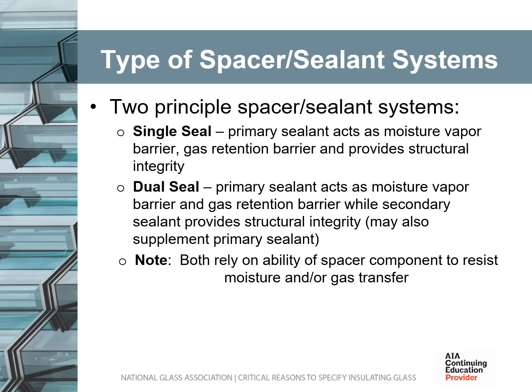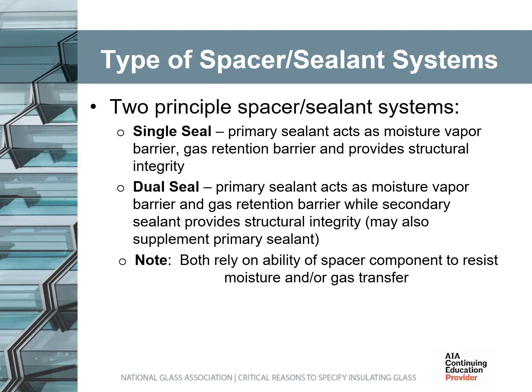The two basic spacer sealant systems are single and dual sealed units. Typically, single seal units are not very large, and because they don't require high structural strength, will only use one sealant in their IG. It's important in these units that the sealant used needs to have low gas and moisture transmission rates, but still enough structural integrity to keep the IG unit together.